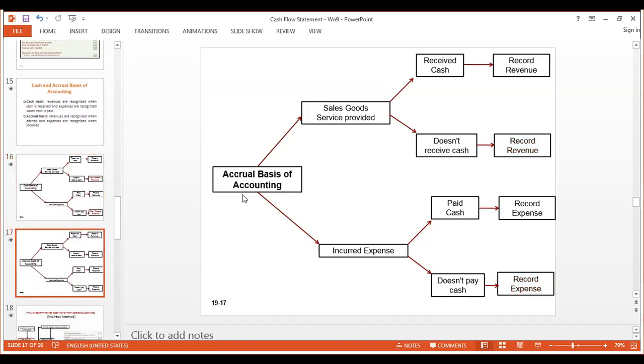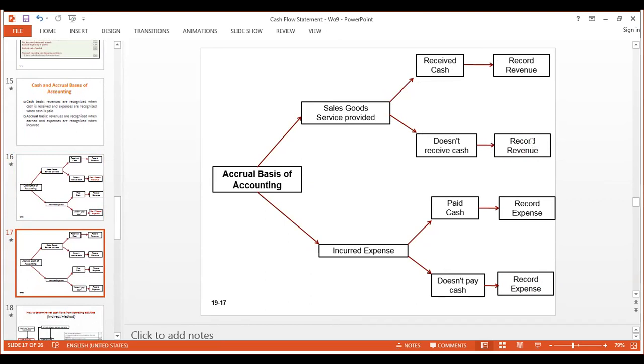This is the diagram for accrual basis. Accrual basis says to record revenue. Record revenue when you receive cash, you can record revenue. If you do not receive cash, you can also record revenue. Okay? Do you understand?